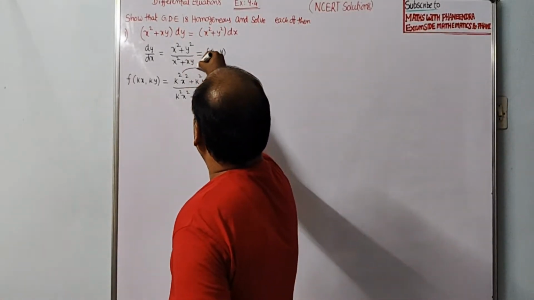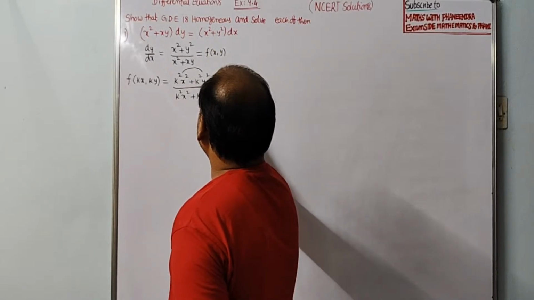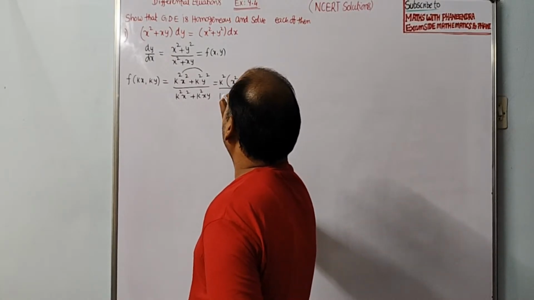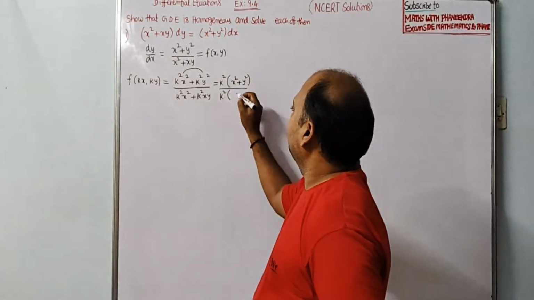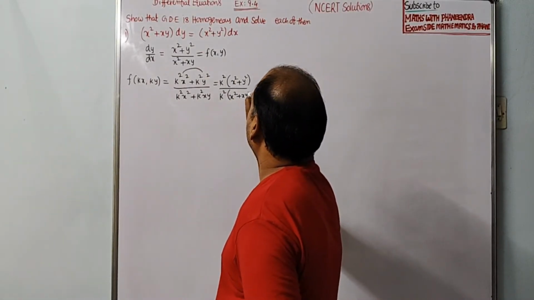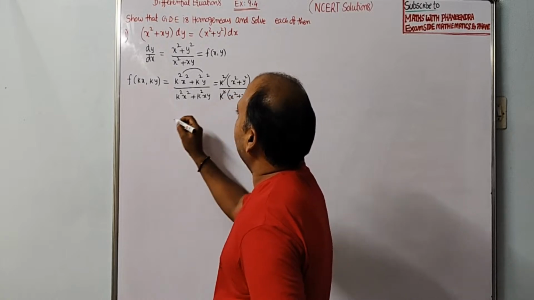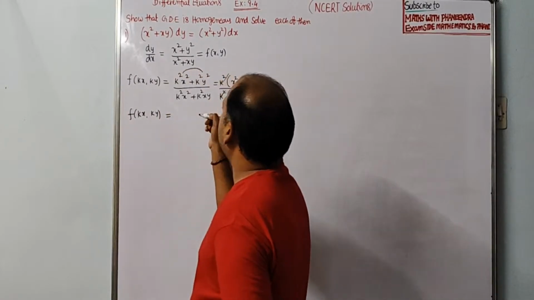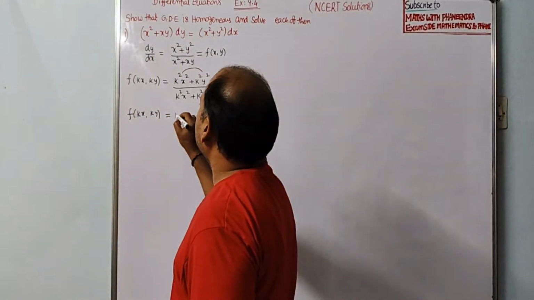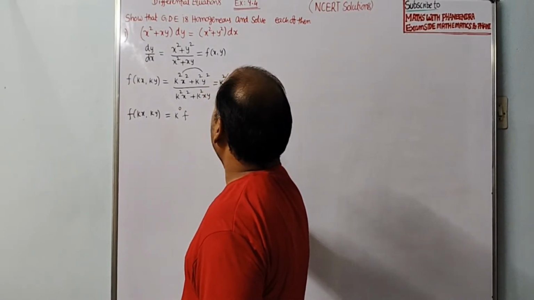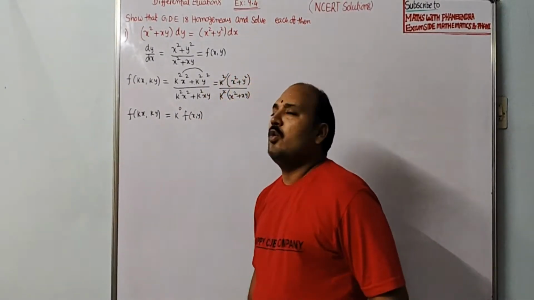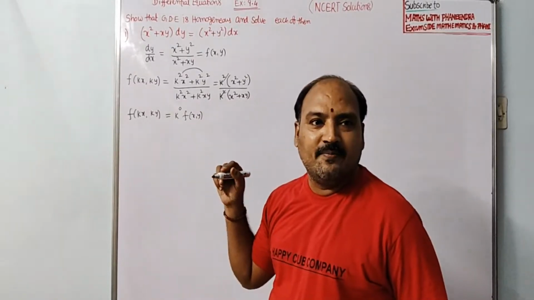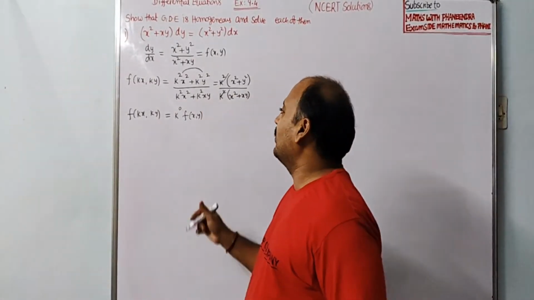Take k square common: k square into x square plus y square, divided by k square into x square plus xy. These two will be cancelled. It will be f of kx comma ky. Both k values will be cancelled, so we can write it as 1, and 1 can be written as k power 0. The remaining is f of x comma y. If you are able to express it in the form of k power n into f of x comma y, then it is called a homogeneous differential equation.